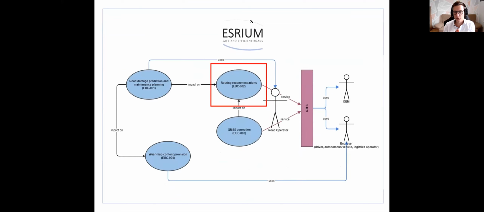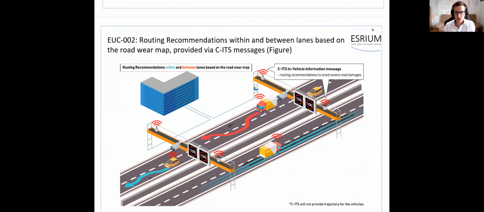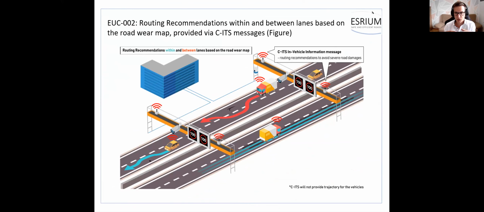All right, moving on from use case number 1, use case number 2 then deals with routing recommendations. So, as I said, the second use case deals with routing recommendations within and between lanes based on the roadware map, which are sent into the car via CITS messages by roadside units. The target groups in this case are end users, for example, drivers of automated trucks and passenger cars, original equipment manufacturers and logistics operators. And based on very early damage prediction, the road operator can then derive an enhanced action plan to proactively avoid severe road damages.